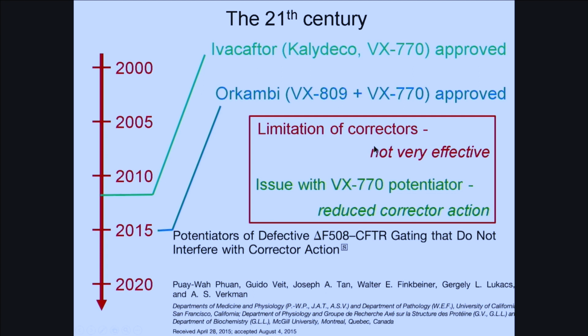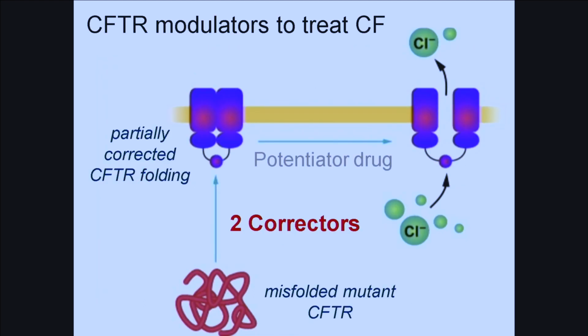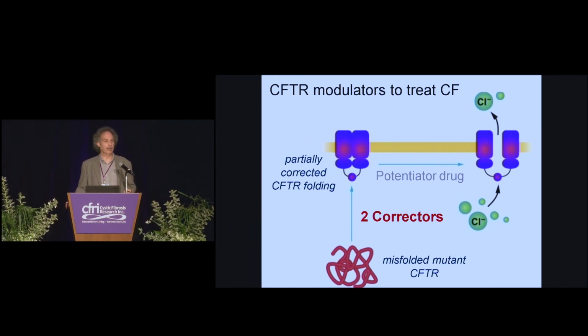And so what do you do about that? People looked more and couldn't find better correctors. So the obvious thing is that if one corrector doesn't work very well, add another corrector. Hopefully two correctors would be better than one corrector. And it's actually a good scientific rationale.